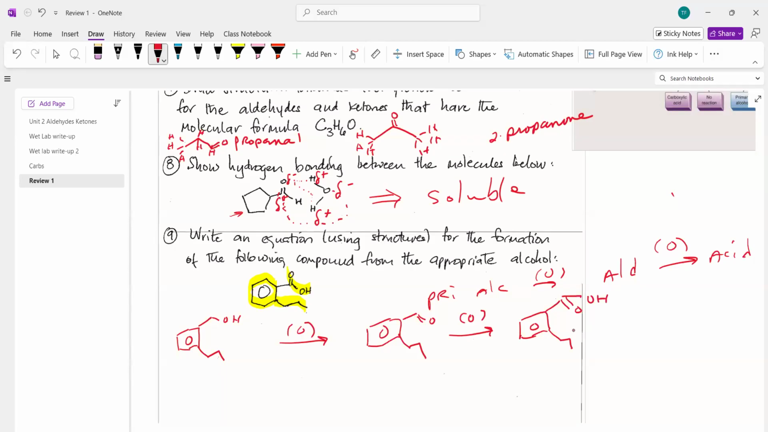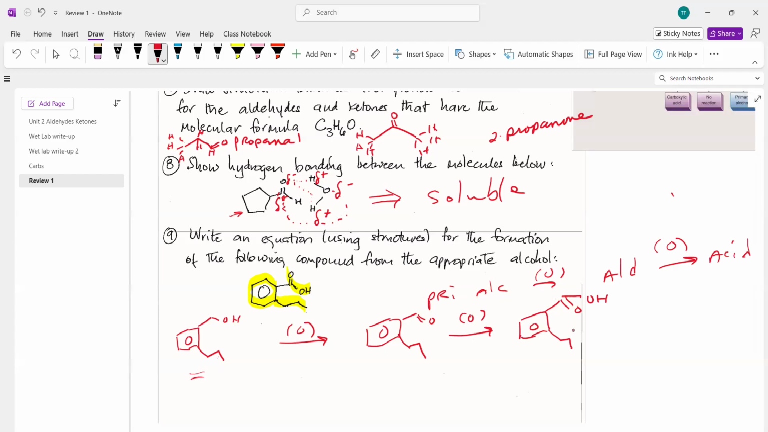Now, I wouldn't ask you to name these guys. This is kind of a tricky name. I mean, it's not all that tricky, but it's tricky enough to be out of the scope of this class. I would just ask you for the structures. Because here you've got a phenol branch off of this one carbon alcohol. And then the phenol has got a branch off of it.